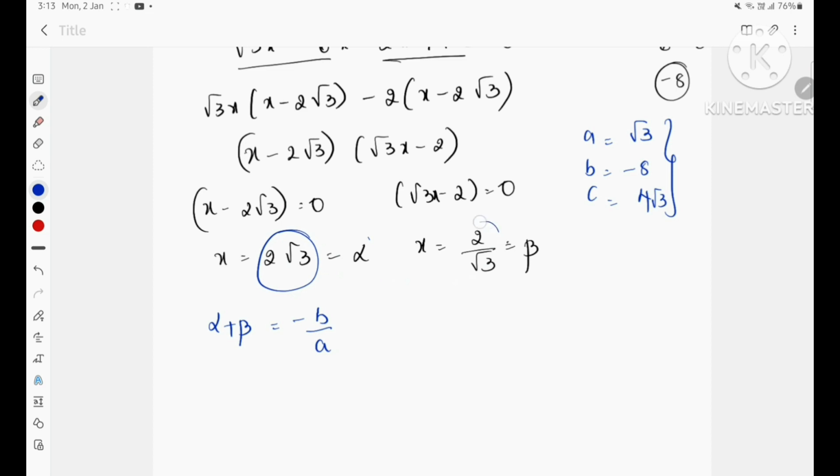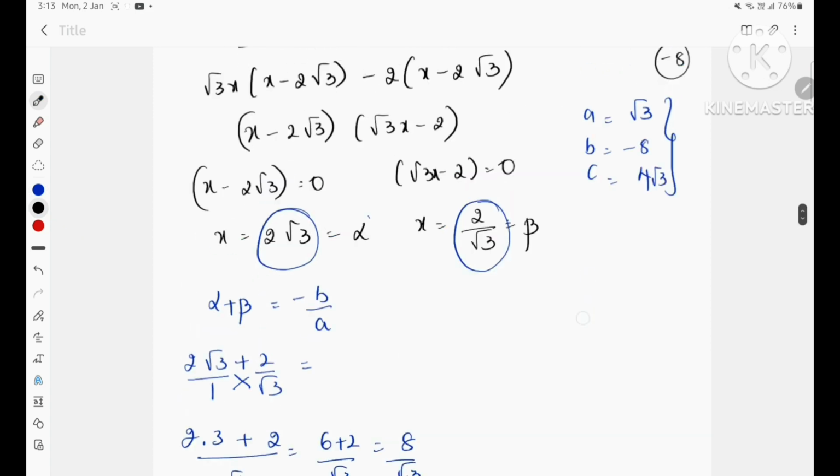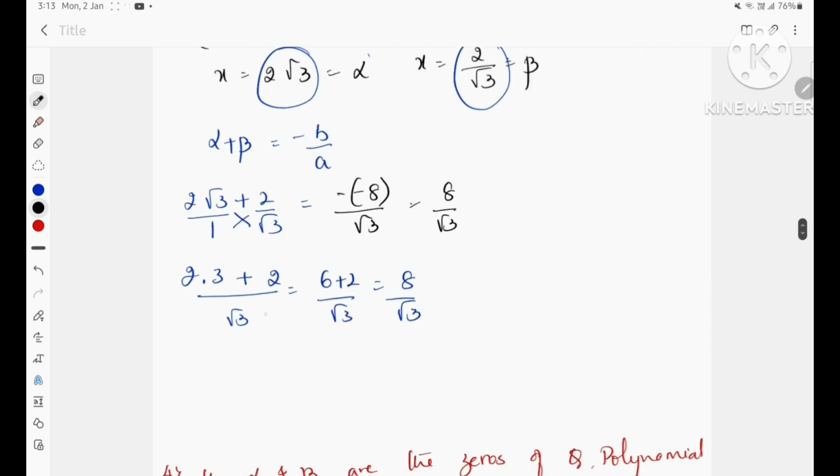So alpha plus beta will be equal to the zeros, 2 root 3 plus 2 by root 3, and minus b by a will be 8 by root 3. When we add these two, you cross multiply, and root 3 into root 3 is just 3. 2 into 3 plus 2 by root 3, which is 6 plus 2, which is equal to 8 by root 3. So both LHS and RHS are equal.